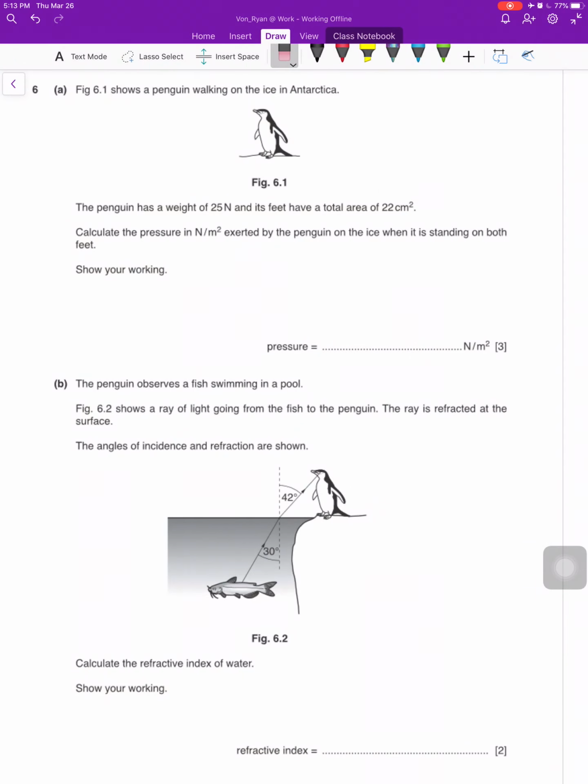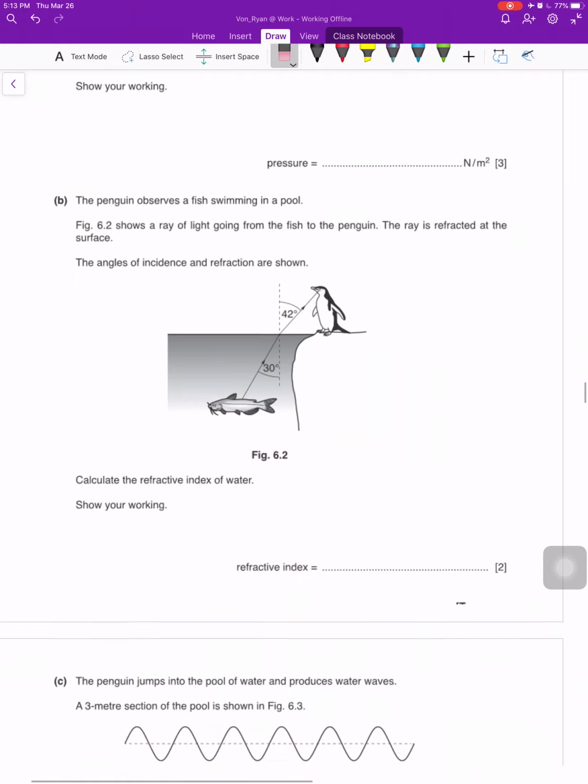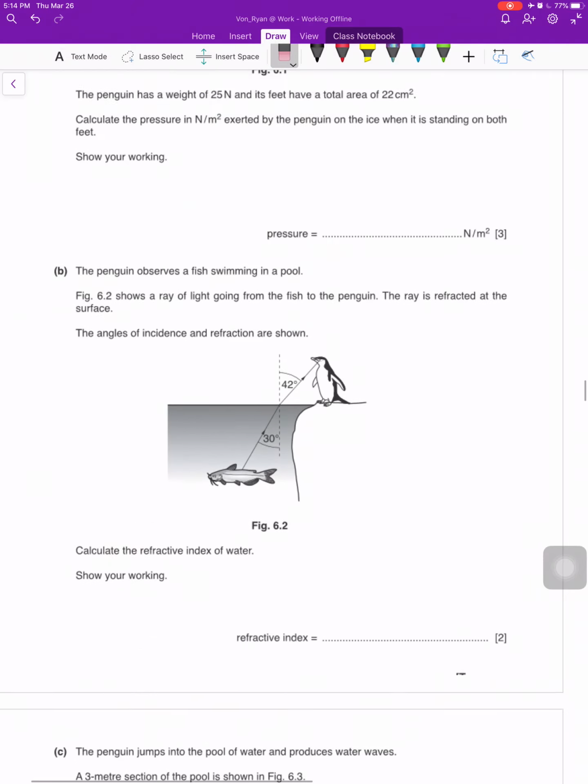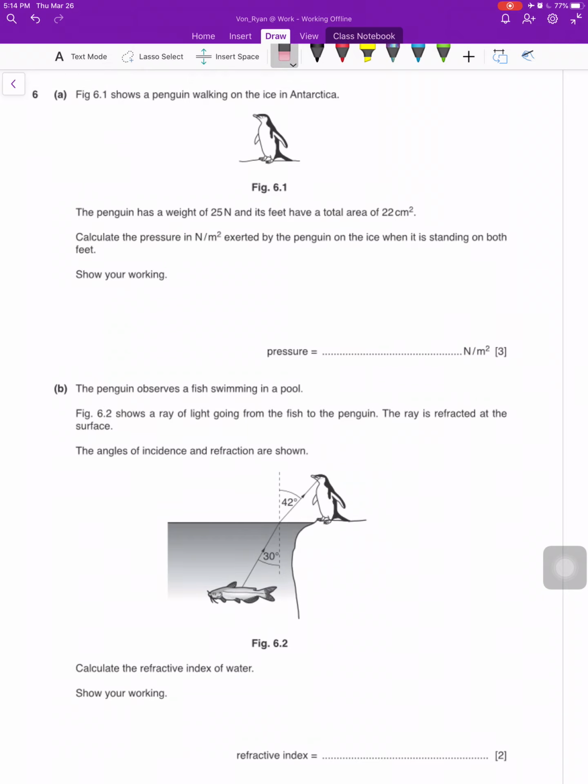Hello. So today I'm gonna answer question 6 from a coordinated science paper 0654, summer 2019, variant 43. So this question is on physics, and it's about a lot of things, but it's a combination of pressure, refraction, waves, and a bit of nuclear physics. So I'm going to answer it one question at a time, and I'm going to discuss all the concepts that I used to answer it to help you revise.